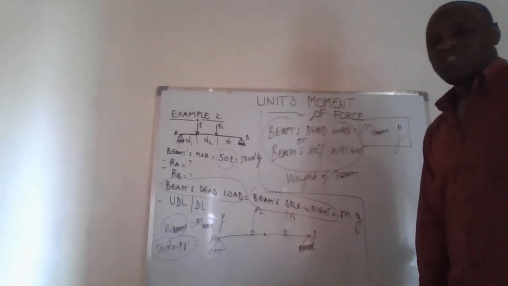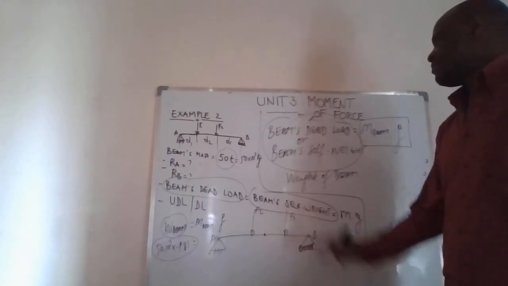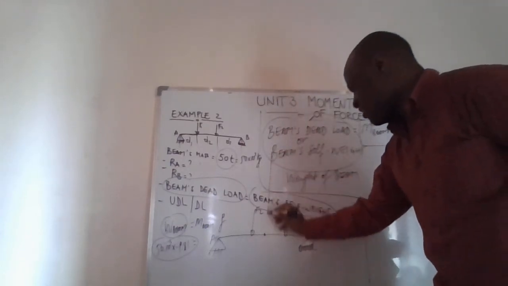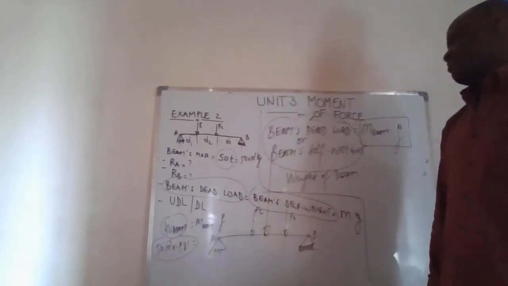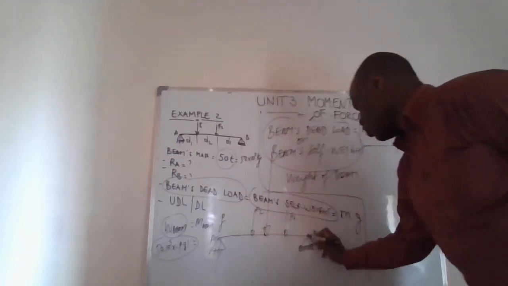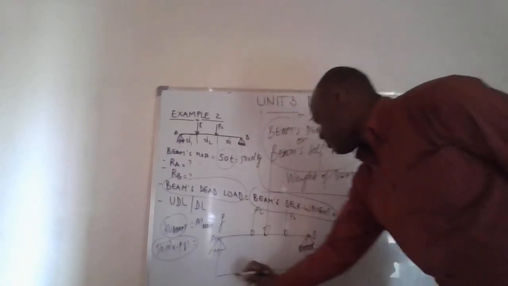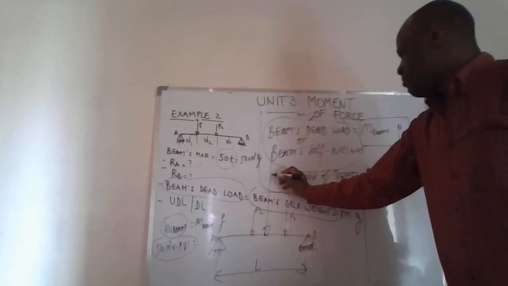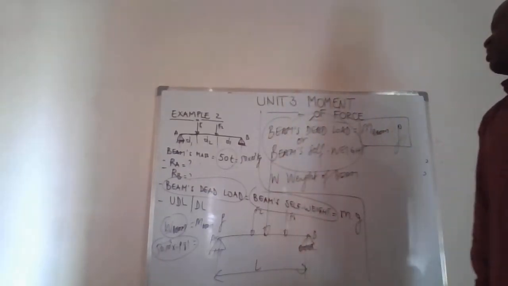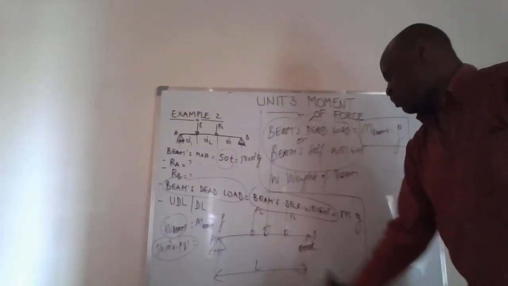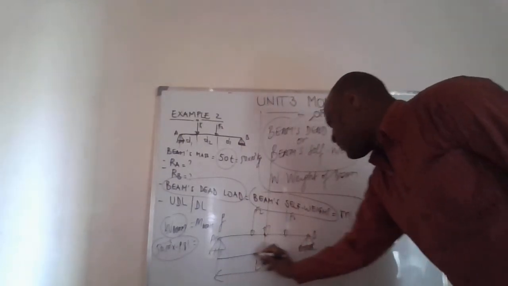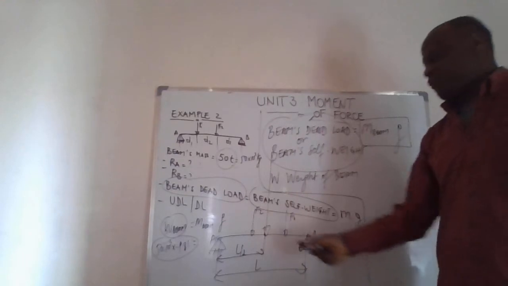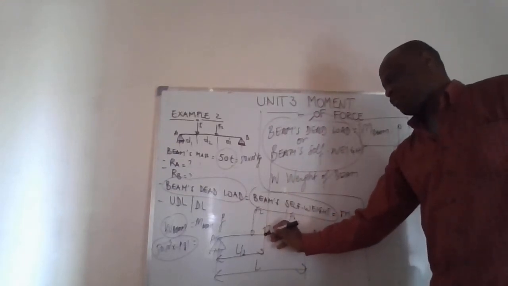Now, once you have the beam's dead load, you're going to identify where it should be placed. The beam's dead load or the beam's self-weight will always be at the center of gravity of your beam. It means if this is the total length of the beam, which is D1 plus D2 plus D3, the beam's self-weight or the dead load will always be at half of the length, because that is the center of gravity of your beam.